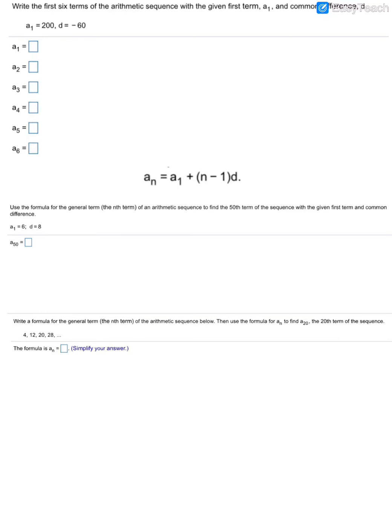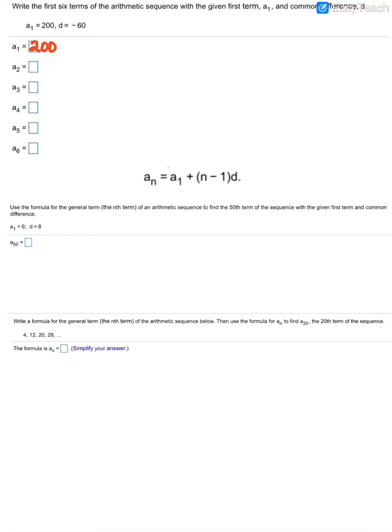We are going to look at arithmetic sequences. On this first example, they're asking me to write the first 6 terms of the arithmetic sequence with the given first term, A1, and a common difference, D. They're telling me that my first term here is 200, so that would go here.